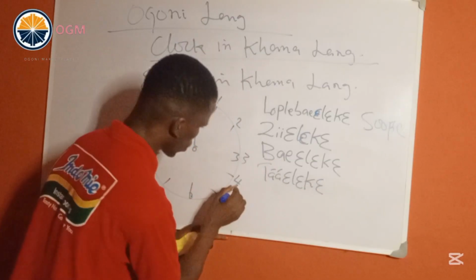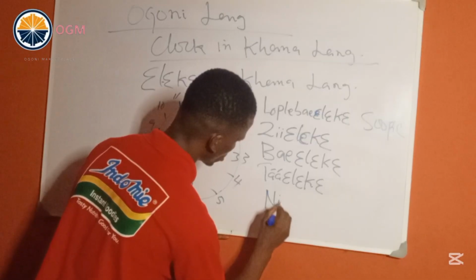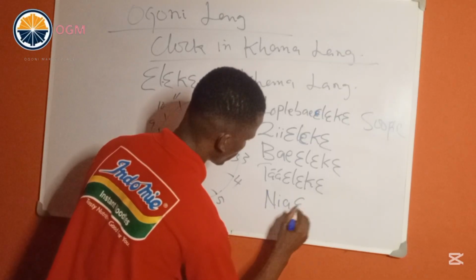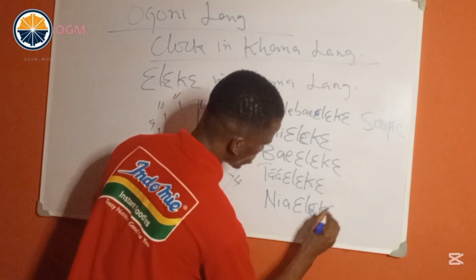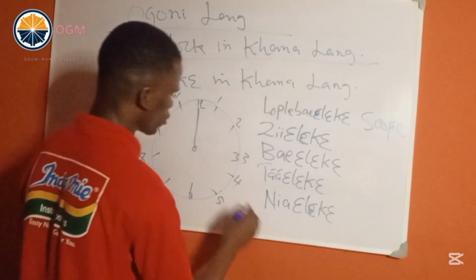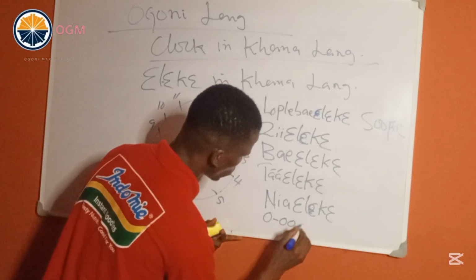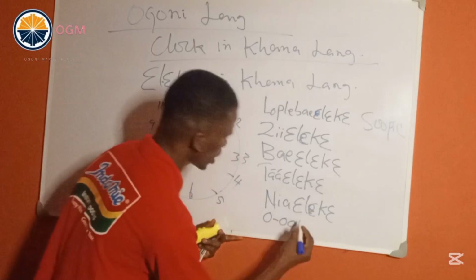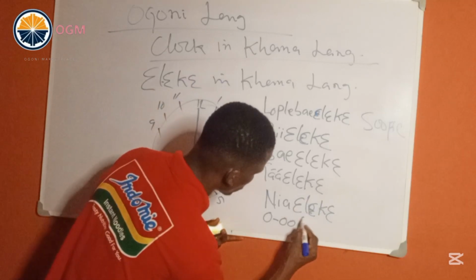Then if it is 4 o'clock, it's called nia eleke. If it is 5 o'clock, it is called oo. This is the spelling of oo. You still put the eleke. This one is constant. There's nothing that changed here. Eleke remains eleke.